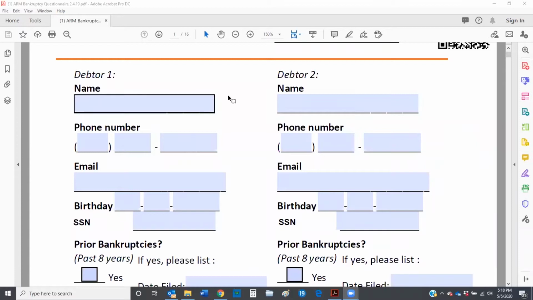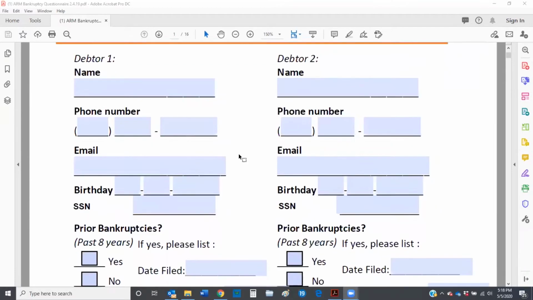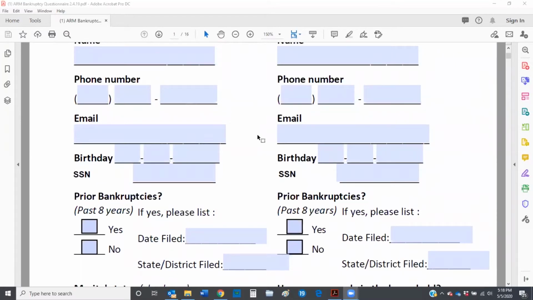You'll list your name as well as the name of your co-debtor if you are jointly filing. You're going to indicate both phone numbers, email address, birth date, as well as social security number. This is the only time we'll get your social security number, so it's important it's there and legible.